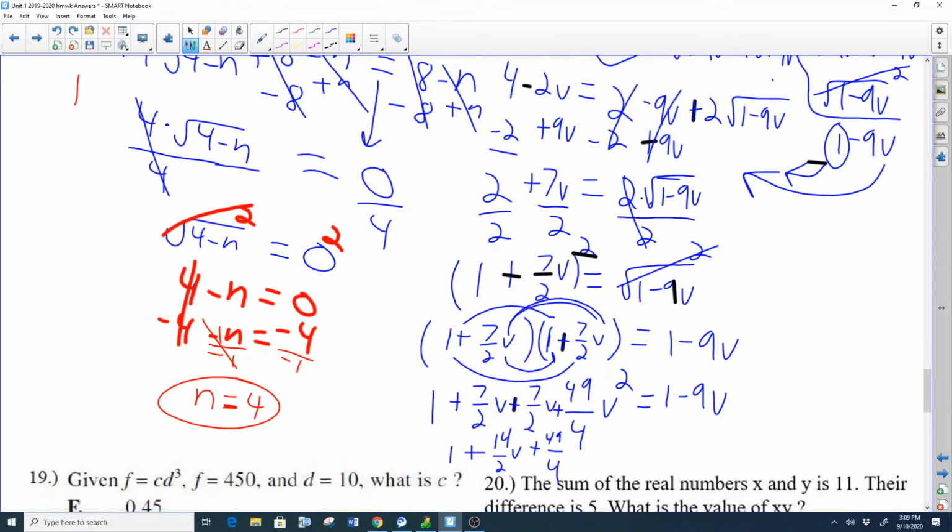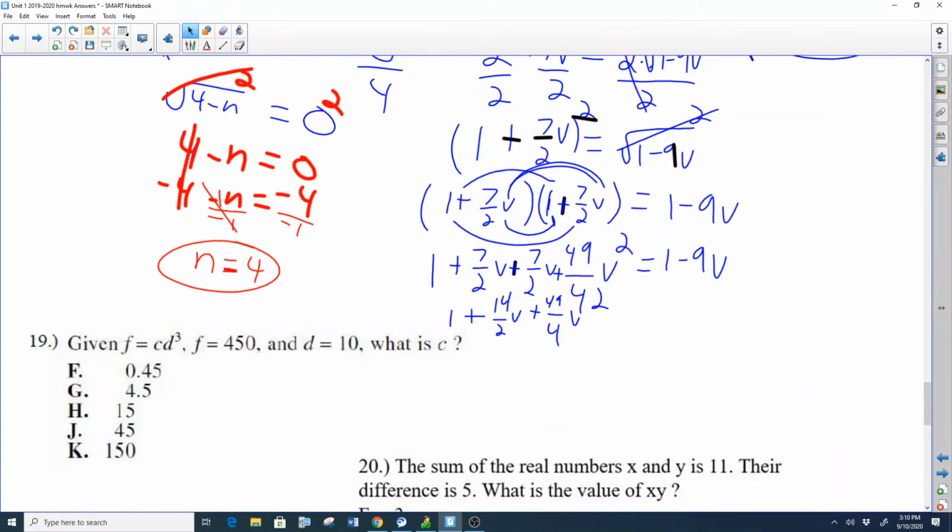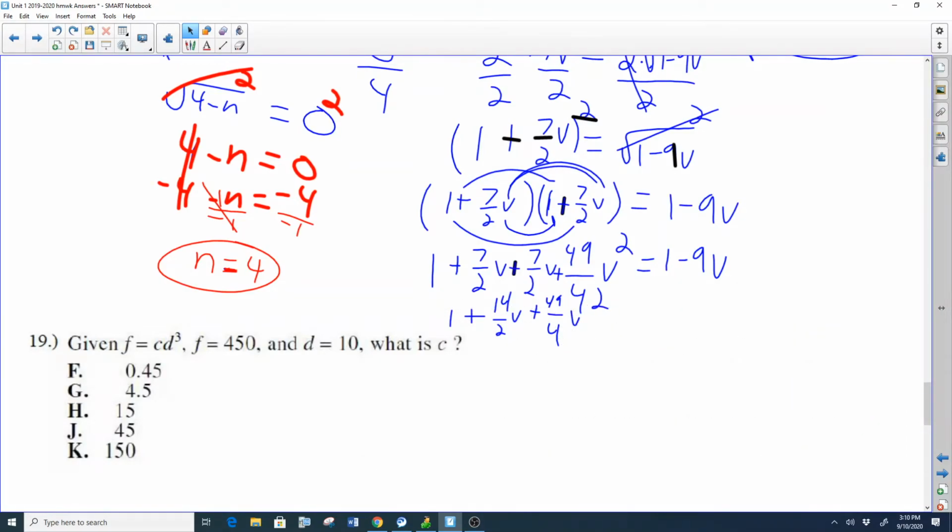49/4. I'm running out of room. Right? This problem's too long. Let me see if it'll let me get some more room here. Unlock it. Ugh. Okay. Okay, nice. Still have our 1 minus 9v.